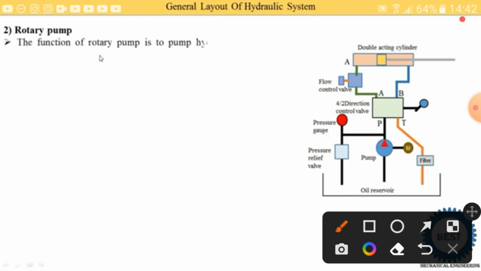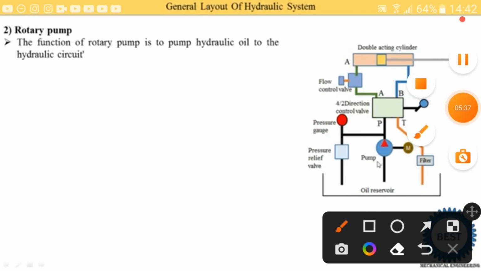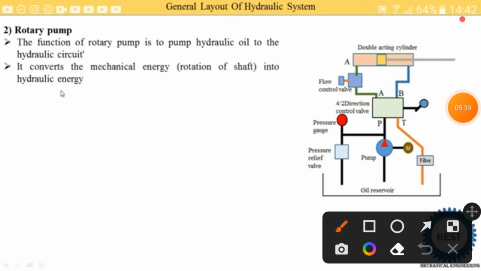The function of the rotary pump is to pump hydraulic oil to the hydraulic circuits. It means the pump sucks the oil from the oil reservoir, increases its pressure, and converts mechanical energy into hydraulic energy. Mechanical energy means the rotation of the shaft. In a pump, here you see the shaft, and the shaft is rotated. It is called the mechanical energy.